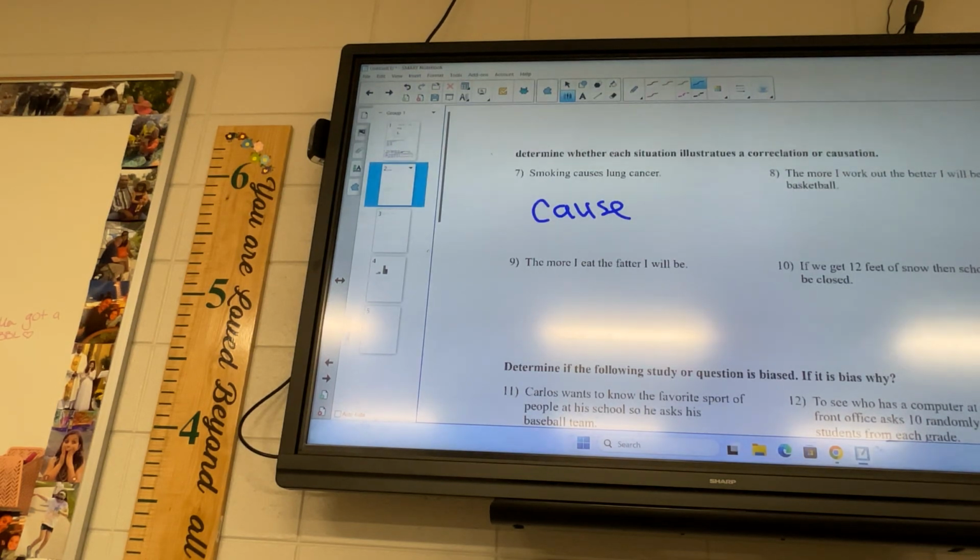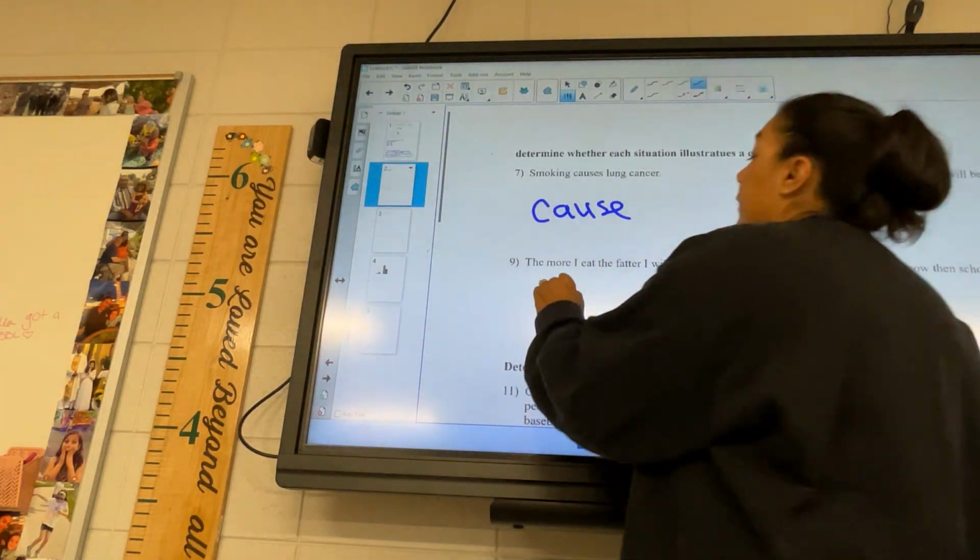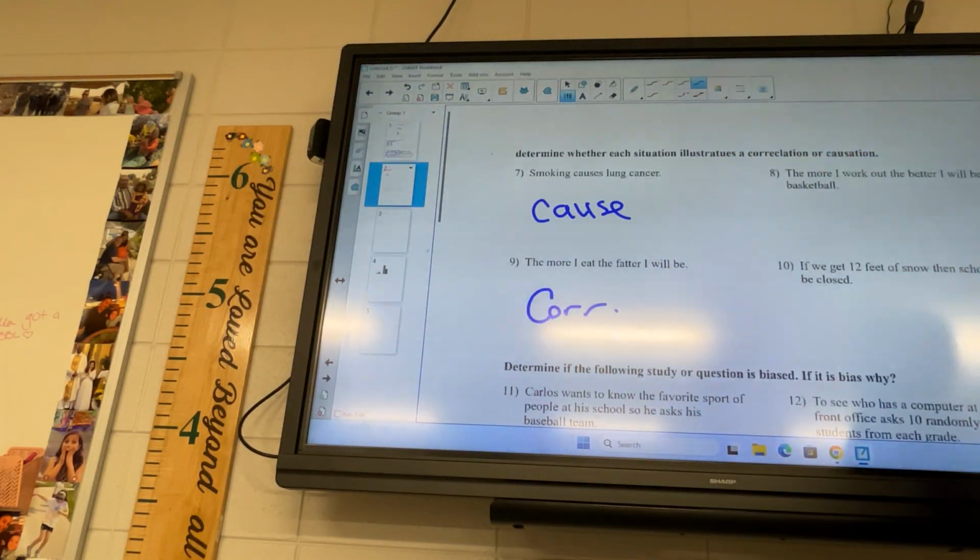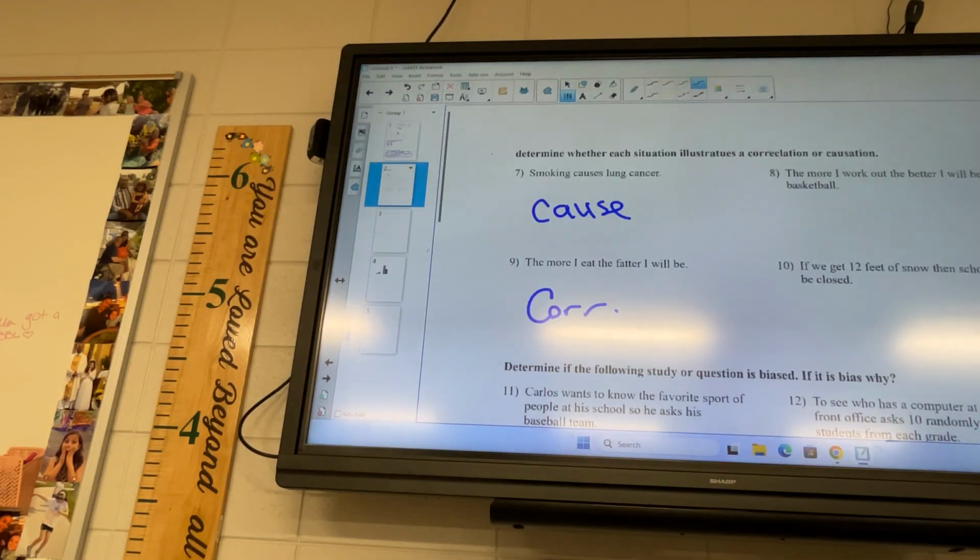The more I eat, the fatter I will be. Is that a correlation or a cause? Correlation. This is a correlation. Think about you guys, you are still children, you go through growth spurts, right? Babies still go through growth spurts. They eat a crap ton of food. Does that mean you're going to get fat? No, there are some people with really high metabolism and some people with really low metabolism. So that's not a guarantee, not even remotely close to a guarantee.